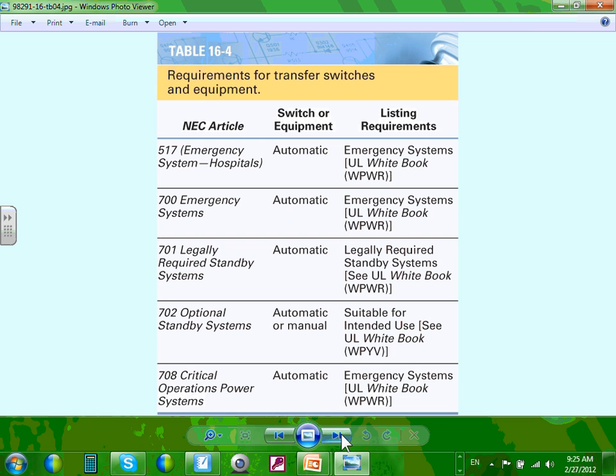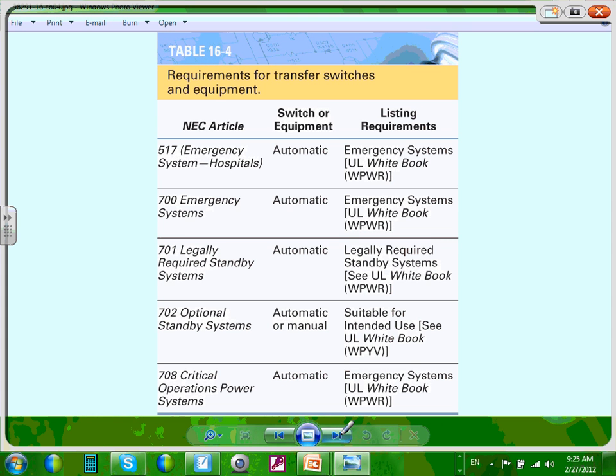This is interesting too. Requirement for transfer switches and equipment. Look at this. In emergency, in the hospital, do I need an auto transfer switch? You would hope so. Does it have to be listed? Emergency system, yes. Emergency system, auto, yes. Emergency system, there's a white book that talks about emergency system, guys, IEEE. Legally required, it has to be auto. Legally required standby systems. Have another white book that talks about it. Optional. Auto, yep, or manual, no problem.